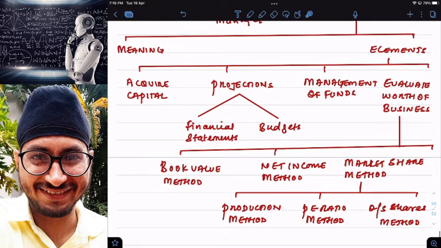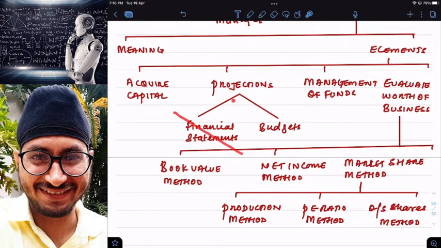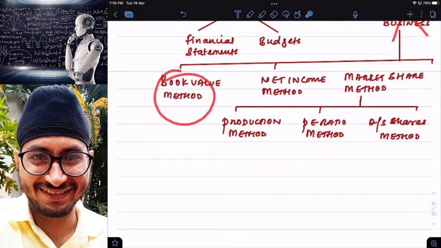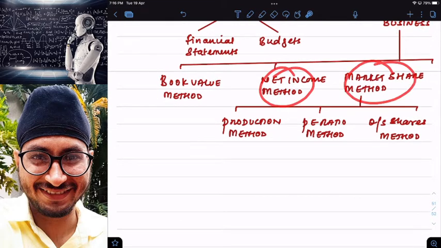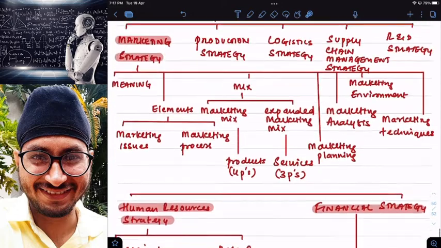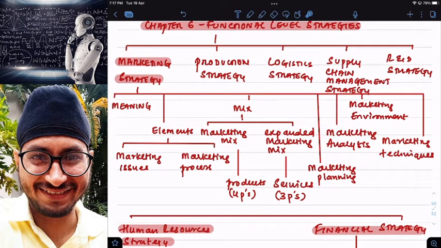Again in elements we have acquire capital, projections, management of funds, evaluate the worth of business. In projections we have 2 types: projected financial statements, projected financial budgets. In evaluating the worth of a business we have book value method, net income method, market share method. In market share method we have production method, P ratio method, outstanding shares method. These are the concepts we are having. So now, just go through this chart for a minute and see if you have any doubts. I'll clarify. Just go through once.